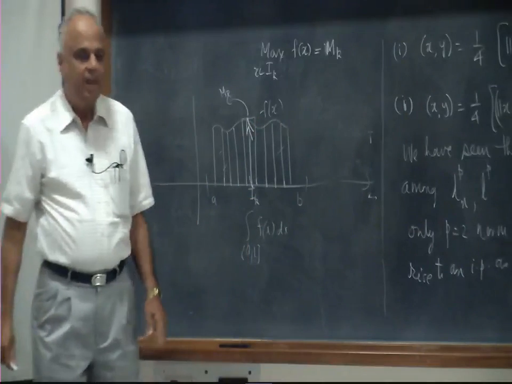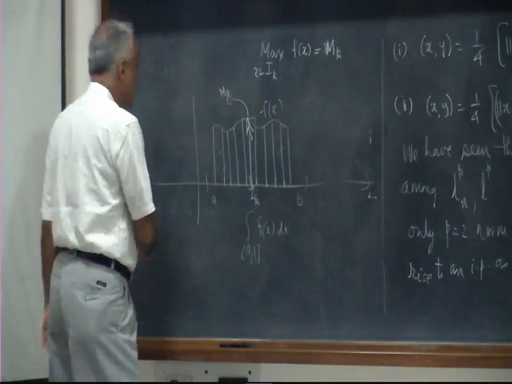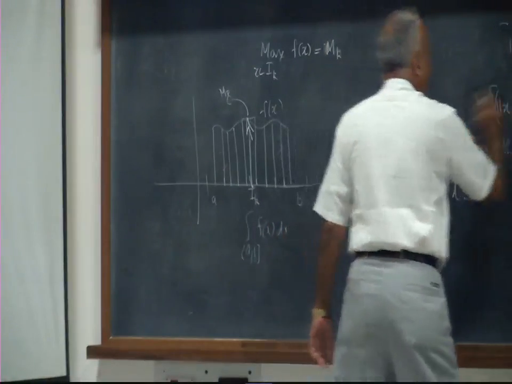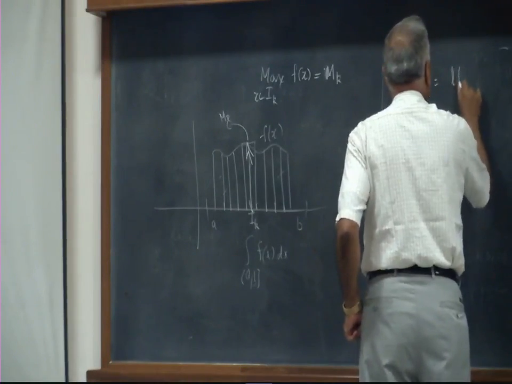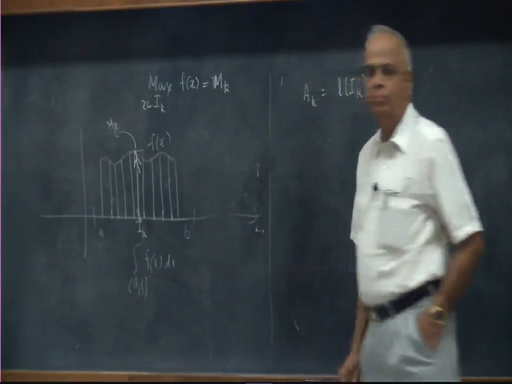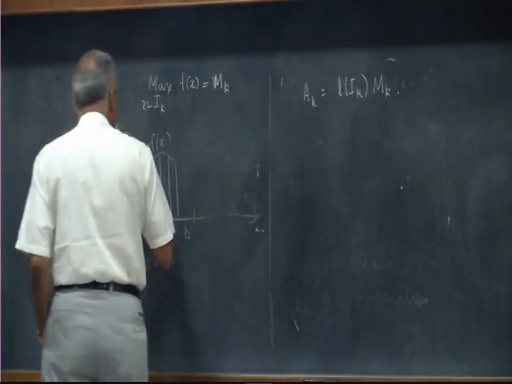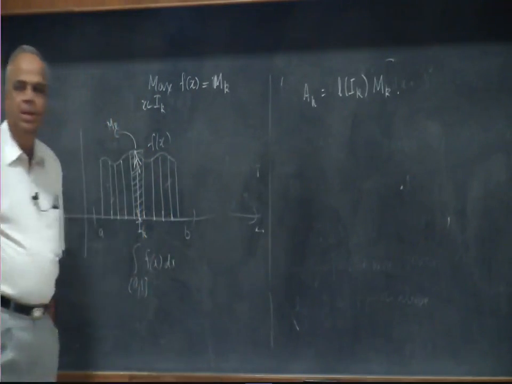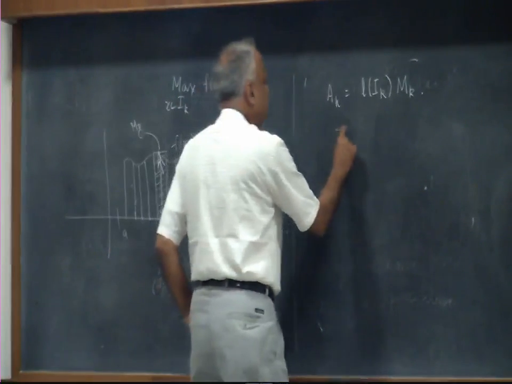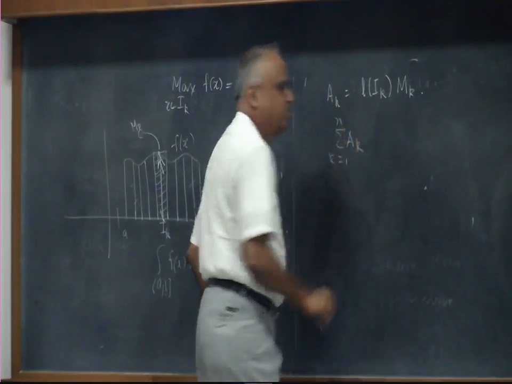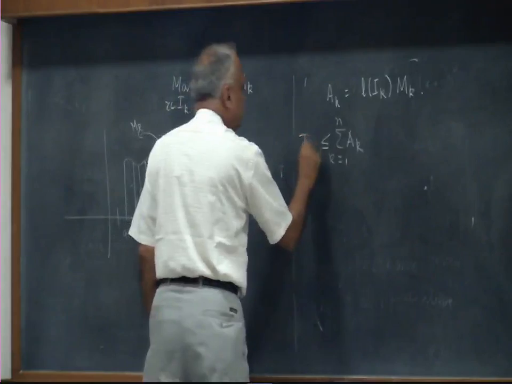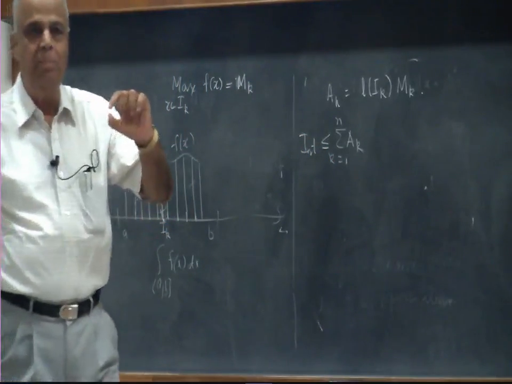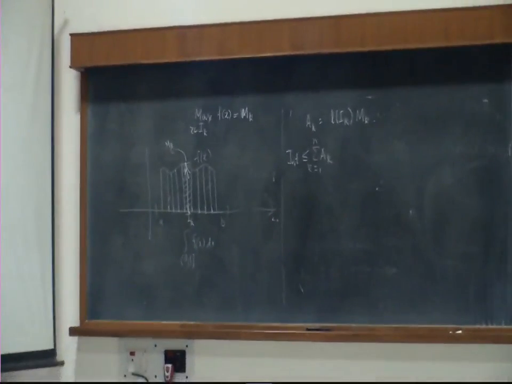Then he calculated this area. That area is the length of this interval times the height. So the area of the kth region, let me call it A_k. So the area A_k is the length of the interval I_k times M_k. Then he added all of them. And that was the overestimation of the integral. Certainly an overestimation, because in every part I added an extra piece. So therefore, what I have got is certainly more than what was required.